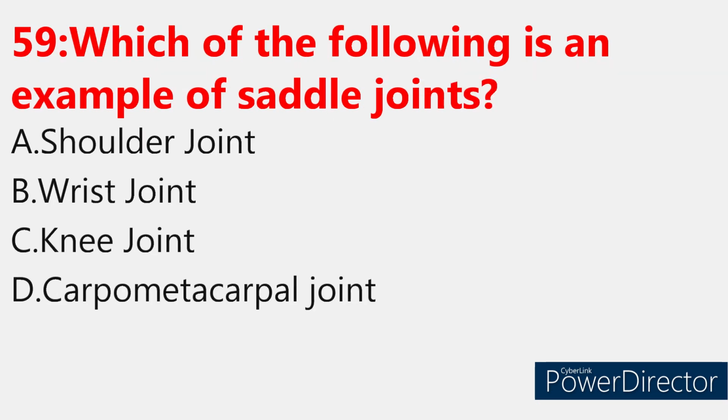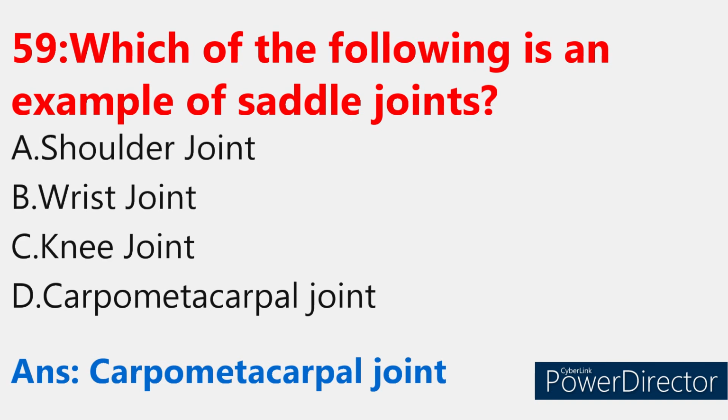Which of the following is an example of saddle joints? Option A, shoulder joint. Option B, wrist joint. Option C, knee joint. Option D, carpometacarpal joint. And the correct answer is option D, carpometacarpal joint.